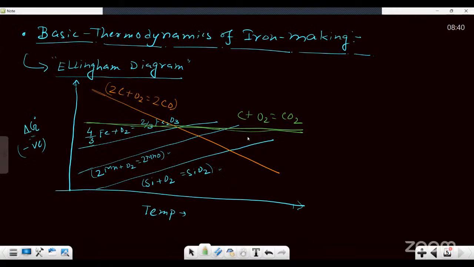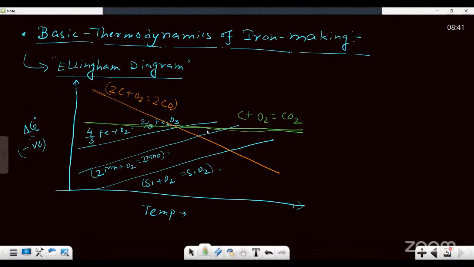Right? Now we will see what happens. If you look at this curve, this curve is Fe2O3, right? And look at the CO curve. They are intersecting at some point. What is that temperature? At what temperature is the CO curve intersecting with Fe2O3?